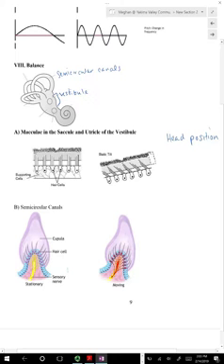and the semicircular canals. Just to make sure it's clear on your notes, the vestibule gives us information about head position, and then the semicircular canals are giving information about rotation and acceleration.